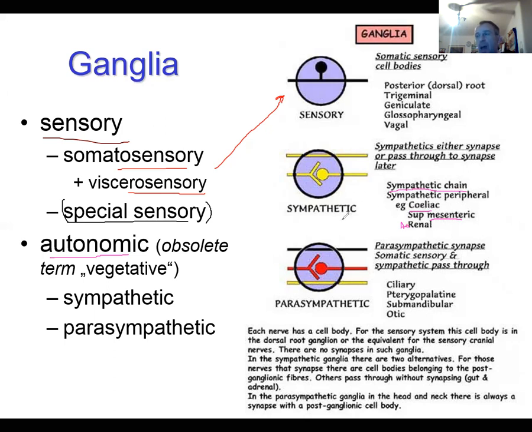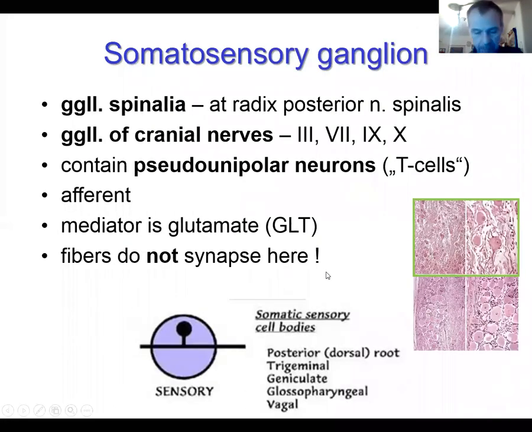So sympathetic are closer to the center. Parasympathetic are more distant, and we know the parasympathetic ganglia already from the skull. So we have the ciliary ganglion in the orbit, pterygopalatine within the pterygopalatine fossa, otic in the infratemporal fossa, and submandibular in the submandibular triangle. We will come to these again then in the autonomic system. This is just to inform you that we have more types of ganglia.